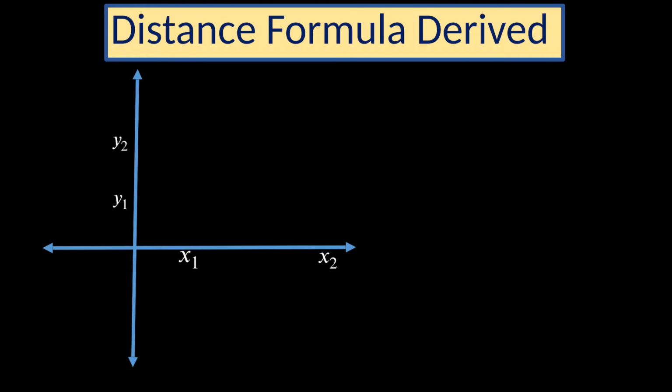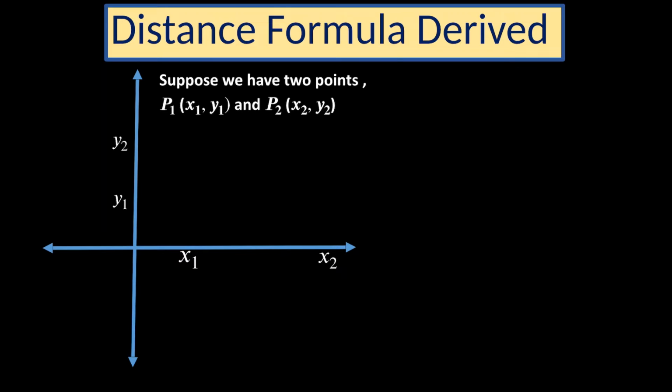In this video, I'll be showing you how to derive the distance formula. Alright, so to start with, suppose we have 2 points. Point 1 whose coordinate is x sub 1, y sub 1, and P2 or point 2 whose coordinate is x sub 2, y sub 2.